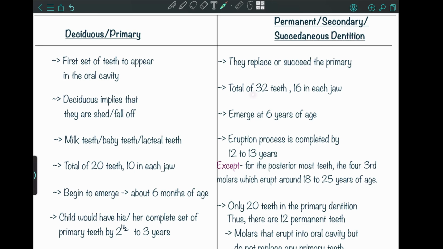There are a total of 32 teeth in permanent dentition, 16 in each jaw. The permanent teeth are also called succedaneous teeth or secondary teeth since they replace or succeed the primary teeth. The permanent teeth begin to emerge at 6 years of age and gradually replace the smaller primary teeth. The eruption process is completed by 12 to 13 years, except for the posterior most teeth, the third molars, which erupt around 18 to 25 years of age.